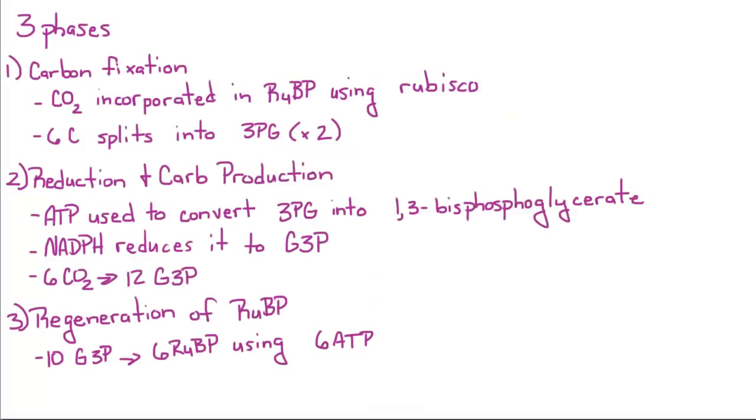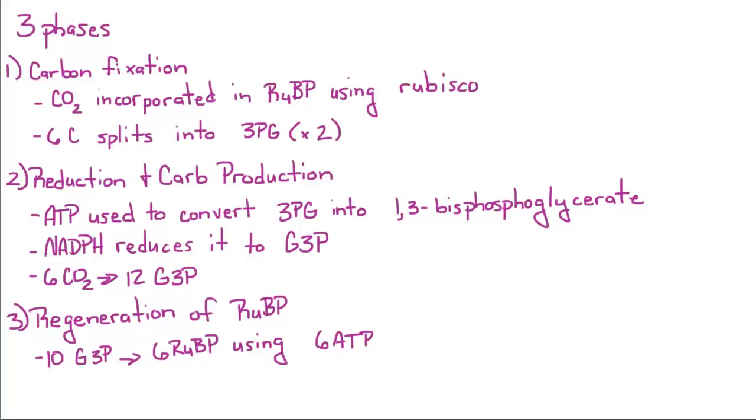There are 3 phases in the Calvin cycle. You first have your carbon fixation, where carbon dioxide is incorporated into ribulose bisphosphate using the enzyme Rubisco. And then the 6-carbon intermediate is going to split into 3-phosphoglycerate, 2 molecules of 3-phosphoglycerate.